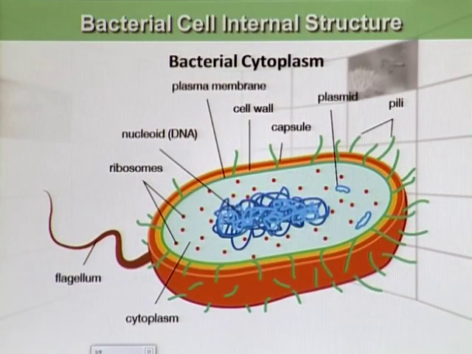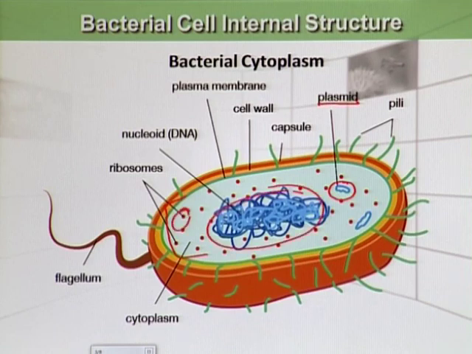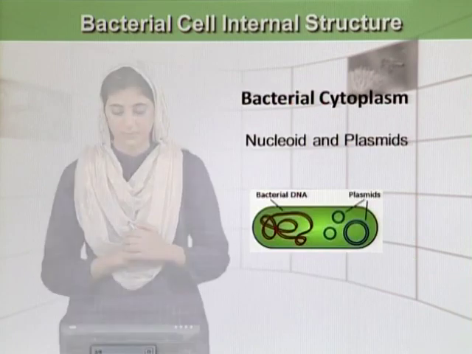We can see here in this diagram that bacterial internal structure consists of this cytoplasm. Everything contained within the cytoplasm is known as protoplast. So in the cytoplasm we have plasmids, we have DNA and ribosomes, and in addition there are a few other structures which we will see in the next slides.